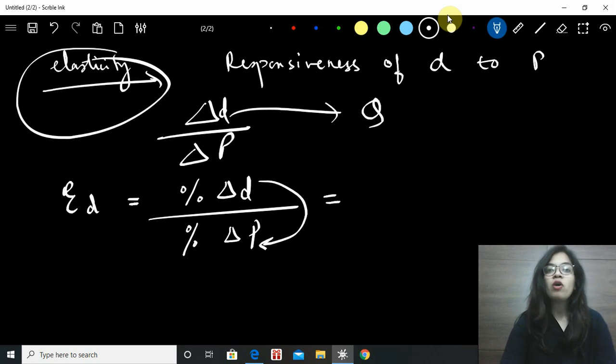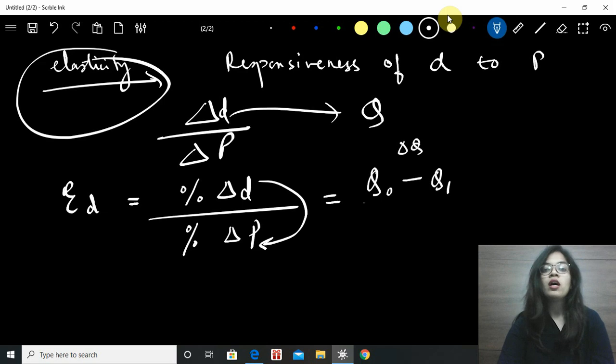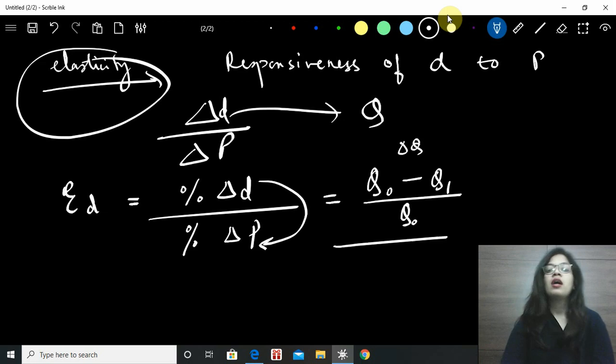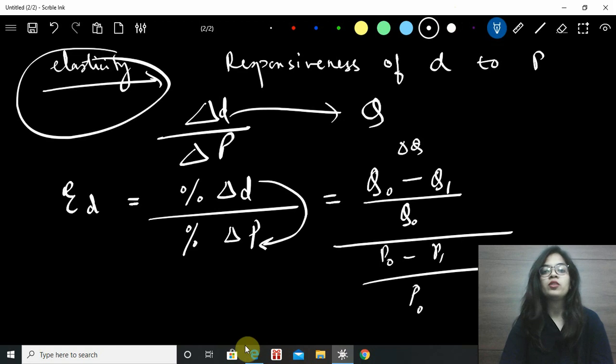Now change can be always calculated keeping in mind the original values, right? So if I have to find percentage change, first of all, change will be the original quantity. So let's take Q0 as the original quantity minus Q1, which is the new quantity. So this will be the change, which is delta Q. I have to find a percentage of it. So I have to divide it by Q0, right? Into 100 upon same thing for price, P0 minus P1 upon P0, right?